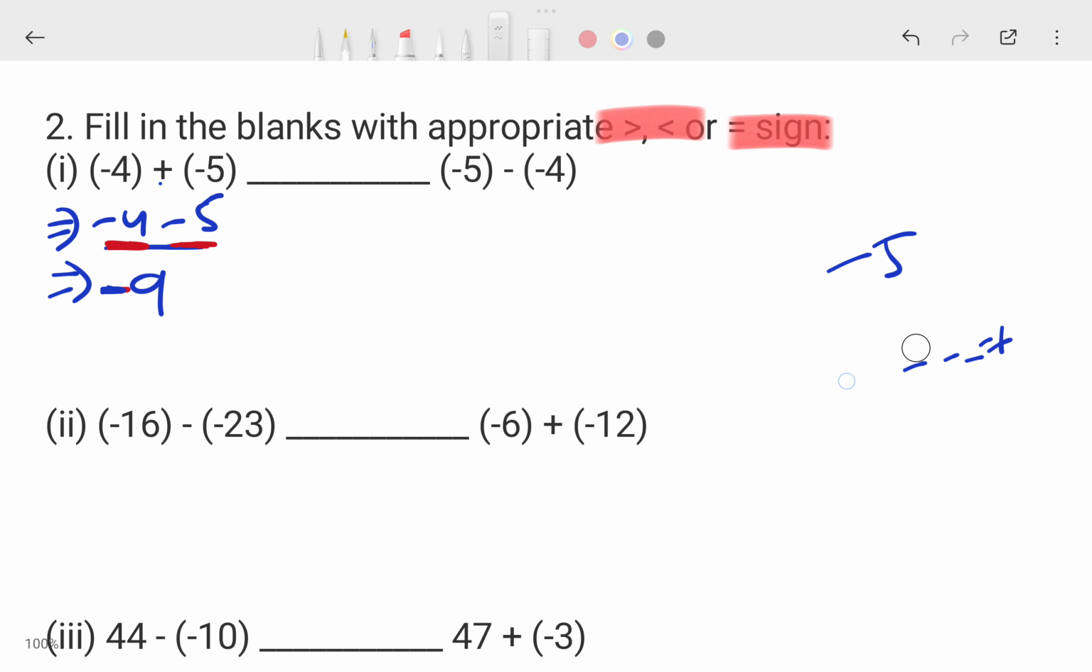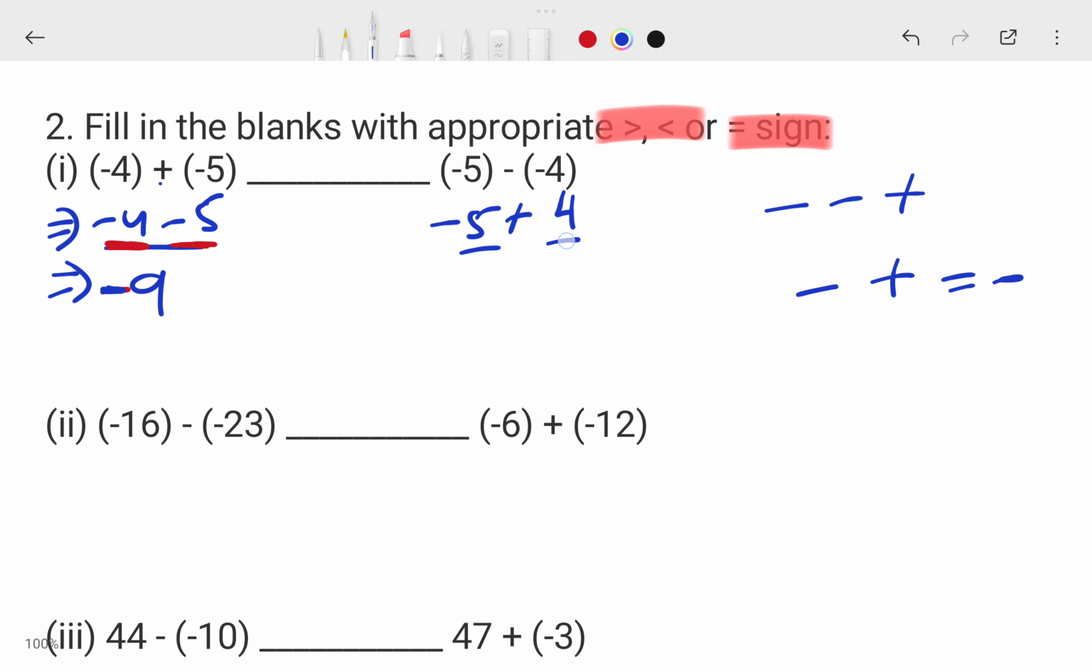Now let's solve this side. This is given -5 and this is minus minus. Minus minus is always going to be plus. So here it is going to be +4. Now this is minus and this is plus. Plus minus is going to be minus. Now we have to subtract 4 from 5. Why? Because 5 has a minus symbol and 4 has a positive symbol. So plus or minus is minus, and we have to subtract 5 and 4. If you subtract, it is going to be 1.